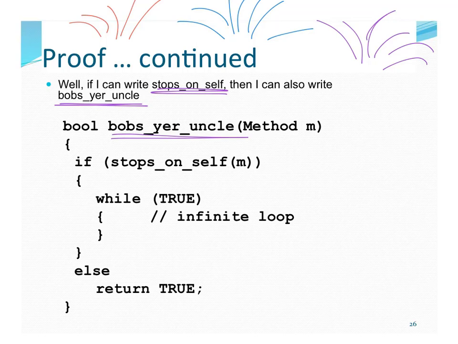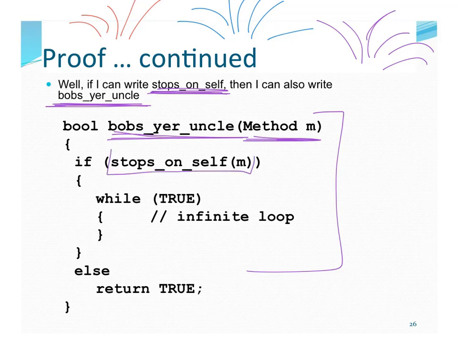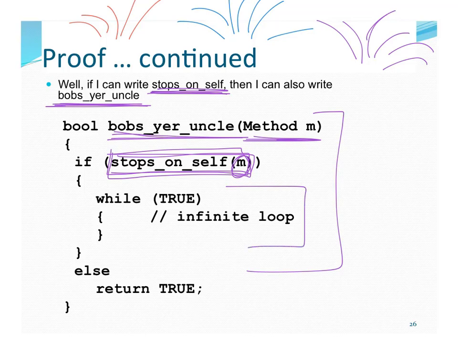So, if I can write the stops on self method, then it is possible to write Bob's your uncle. This is the full method, right? Here's how Bob's your uncle works. It takes a single method as a parameter, and I run stops on self on that method. If stops on self returns true, which says that my method, when it's run on the text of itself, does stop, then Bob's your uncle goes into an infinite loop.